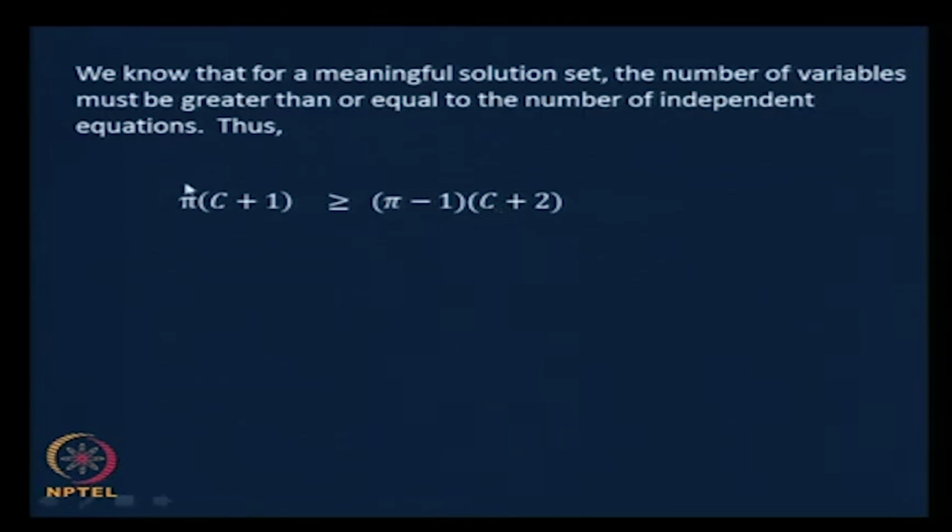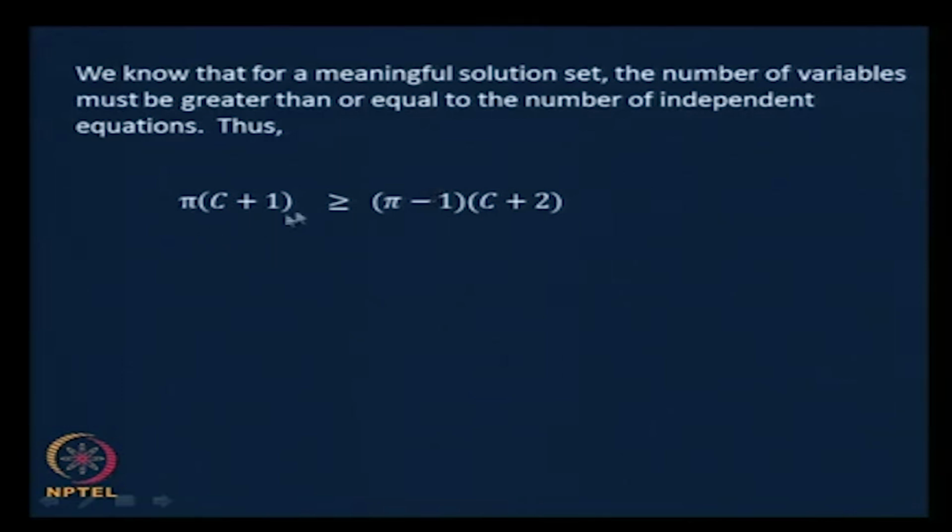We have completely generalized this. We said pi phases and C components, and we got the number of variables as pi into C plus 1, we got the number of independent equations between them as pi minus 1 into C plus 2, and we are using the mathematical criterion that the number of variables must be greater than or equal to the number of independent equations between them if we need to solve them uniquely.